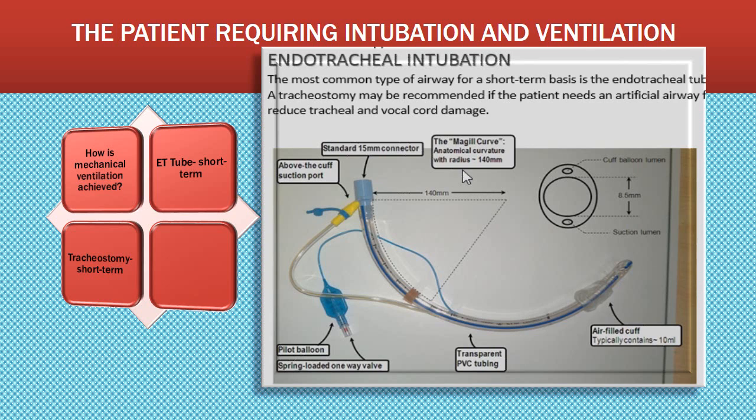ET tubes are long PVC tubes, as you can see in this picture, passed through the mouth or nose into the trachea, most often the mouth, but they can be passed through the nose. When properly in place, the tip is about 2 centimeters above the carina. Oral intubation is a faster and easier way to go in an emergency, but nasal may be done if there's any facial or oral trauma, or the surgery is going to be done orally.